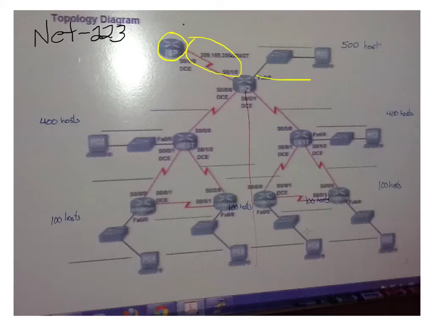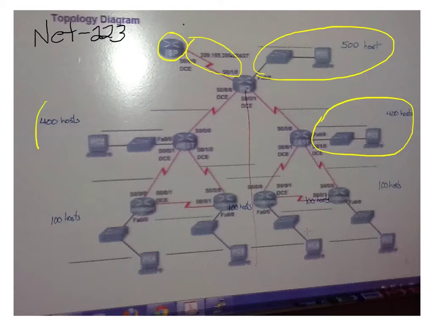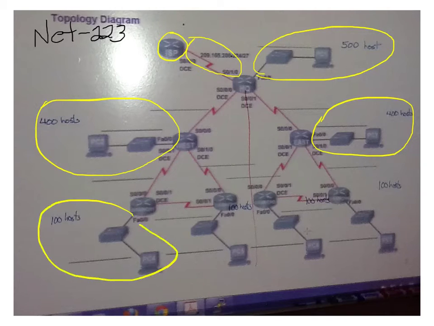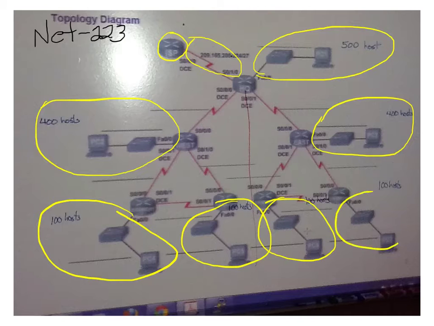But otherwise we've got this network and they want 500 hosts there. We have this network, 400 hosts, and 400 hosts on this network here. And then the networks down here, 100 hosts, 100 hosts, 100 hosts, and 100 hosts. And then also here we have the WAN networks. Here, the WAN connecting here.